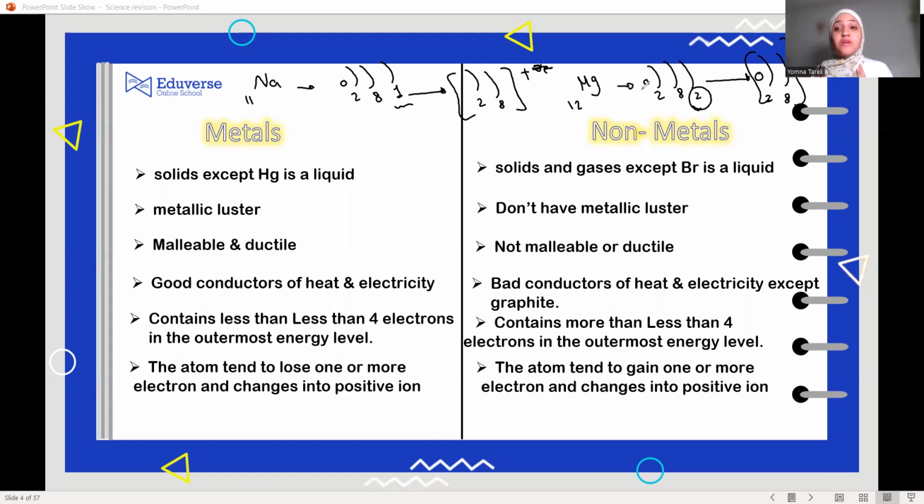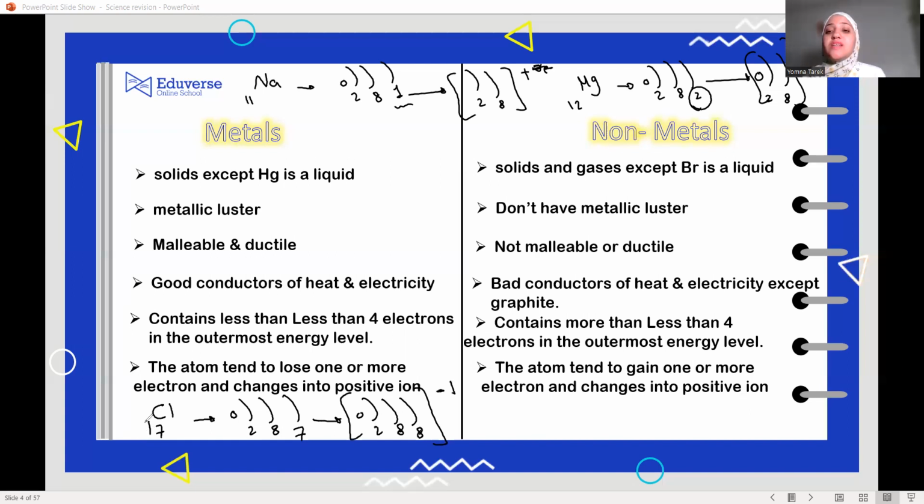Okay, what about nonmetals? Nonmetals are the opposite. Nonmetals tend to gain electrons. For example, chlorine 17. Let's distribute the electrons here: 2, 8, and 7. So is it easy for the chlorine atom to lose 7 electrons or to just gain 1 electron? To gain 1 electron, super. So when it gains, it's a negative ion. So now it's 2, 8, and here also 8, and this is a negative ion, negative 1.